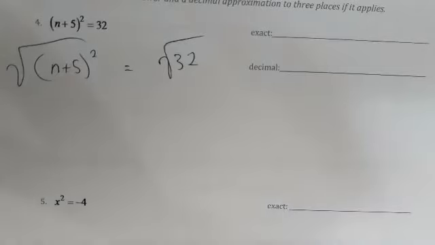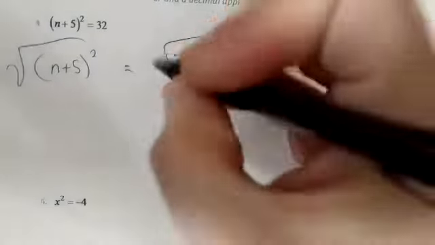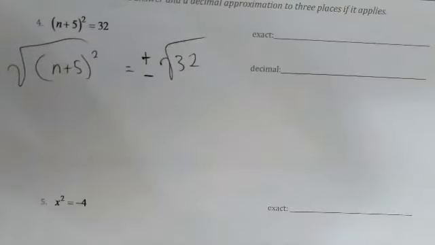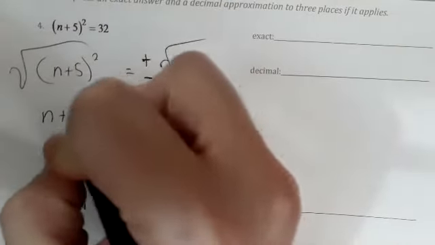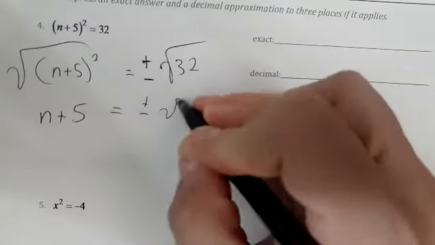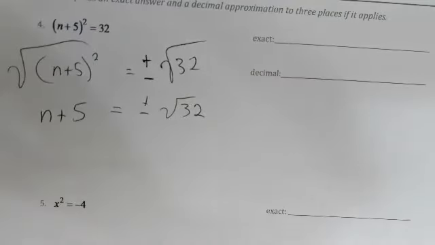Make a habit of this: anytime you take a square root, you can always get a plus or minus. So now I have n + 5 equals plus or minus root 32.